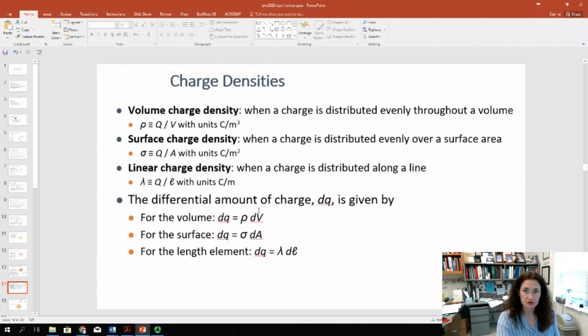Remember that I would give you those things on a test, what the dV, dA, and dl would be in different coordinate systems.